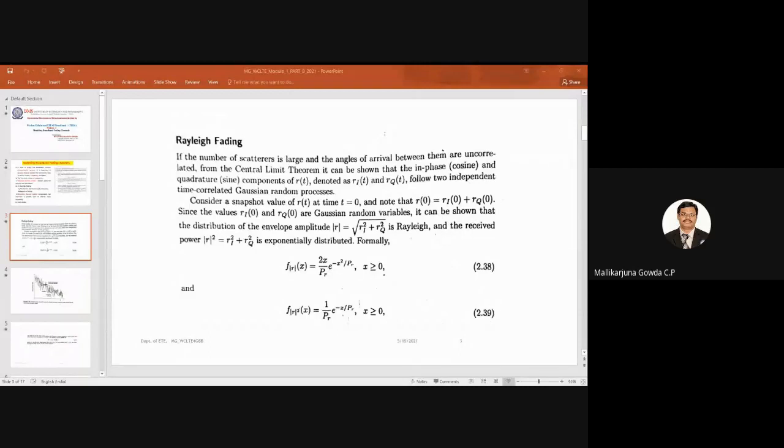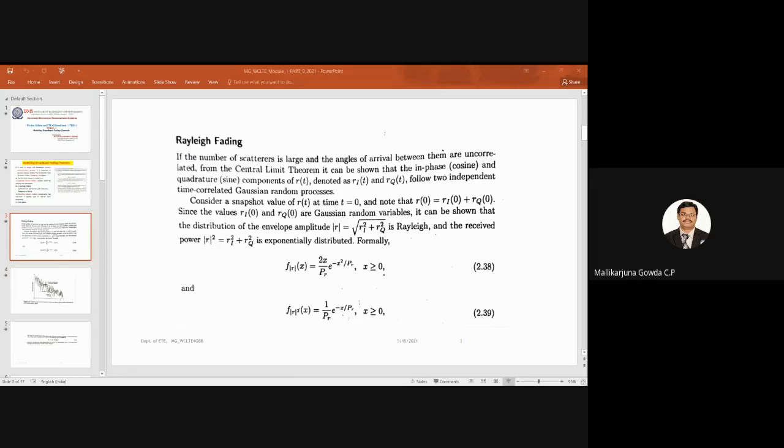So I'm saying, what is R of 0? It will be equal to Ri of 0 plus Rq of 0. These Ri of 0 and Rq of 0 are Gaussian random variables. We can say that the distribution of this envelope, that is the amplitude R of t, will be what? This is a Cartesian form, so I can write the amplitude as the square root of R square I plus R square Q, and this we say is Rayleigh. So the distribution of the envelope amplitude will be Rayleigh. Hope this point is clear.